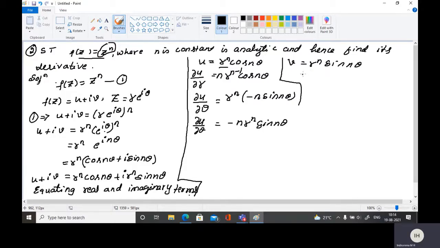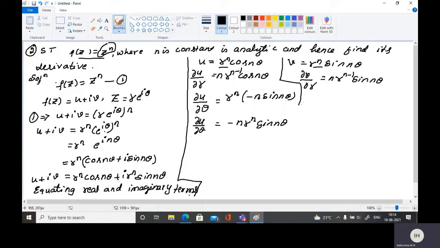Next, we have to find out ∂v/∂r. So differentiate v partially with respect to r, keeping in mind theta constant. So sin nθ is constant. Differentiation of r^n is n r^(n-1).